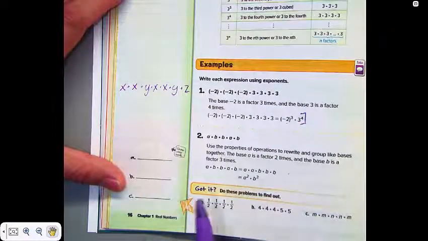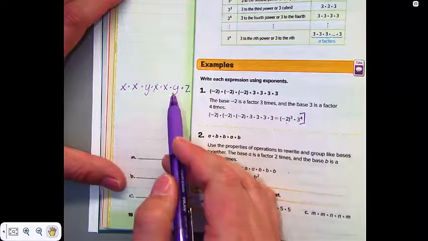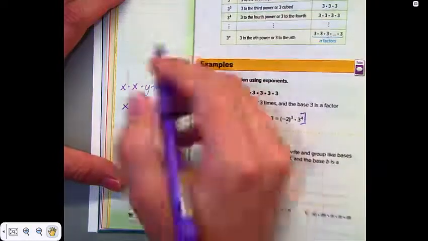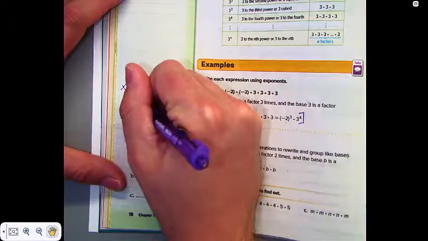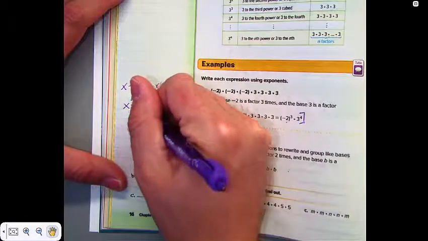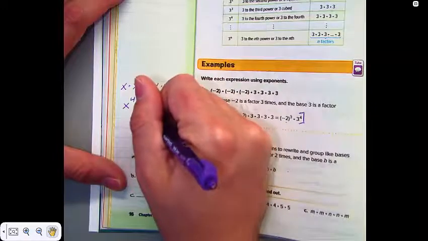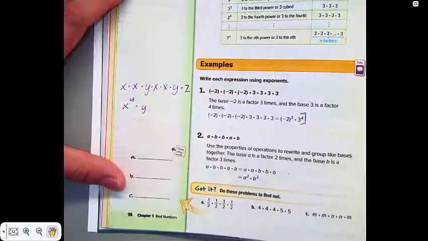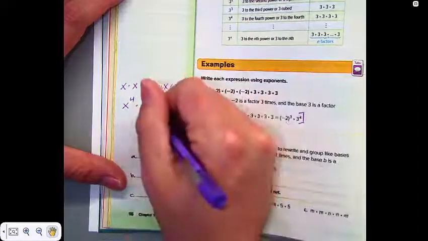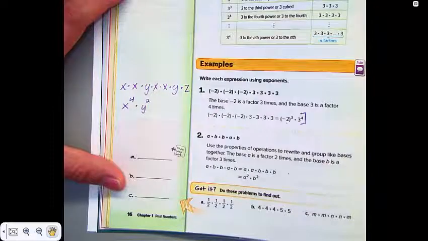So we have how many x's? 1, 2, 3, 4. And they're all being multiplied here. So my base is still x. How many of them do I have? 4. So the exponent that goes with it is a 4. Times, I look at my next letter or variable. That's a y. So I know I have at least a base of a y, but how many do I have? I have 1, I have 2, so I have y to the second power.